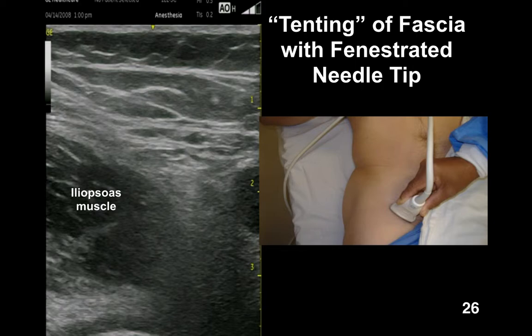In this ultrasound image, tenting of the fascia with the pencil point needle is demonstrated. This tenting gives reliable feedback of needle position as the needle is advanced across the fascia iliaca at the lateral 1/3 of the image.